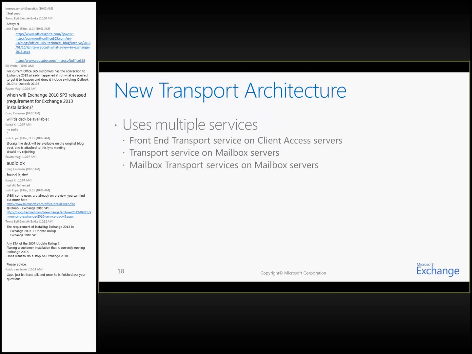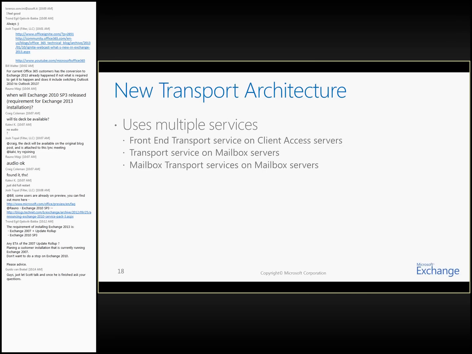First, there's the front-end transport service. This service runs on all client access servers and acts as a stateless proxy for all inbound and outbound external SMTP traffic for the organization. The front-end transport service does not inspect message content, doesn't do any filtering, doesn't queue any messages locally, and only communicates with the transport service on a mailbox server.